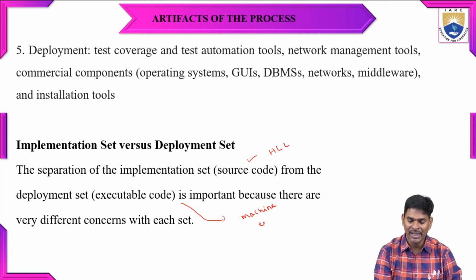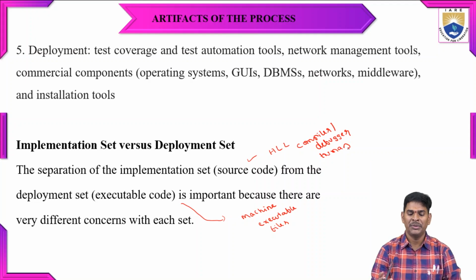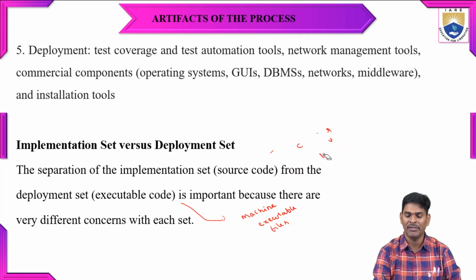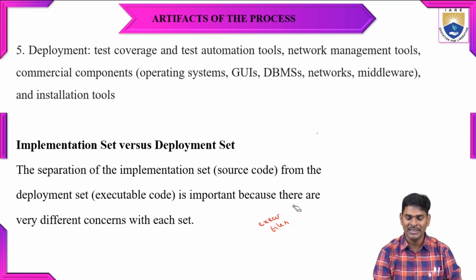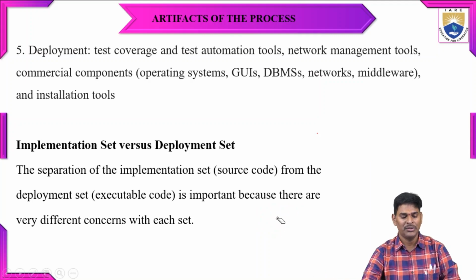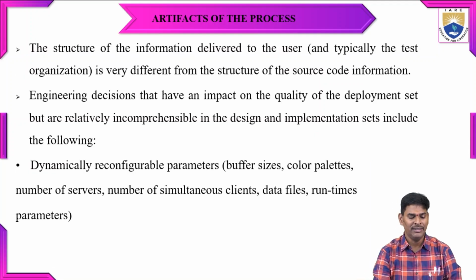So there we can have executable files, whereas here we have the compiler or debugger tools which can be understood by the human. In the implementation sets, we can have different types of programming languages, whereas in the deployment, it is executable code which will be understood by the machines. There are very different concerns based upon the artifact sets. Now we'll see one by one.